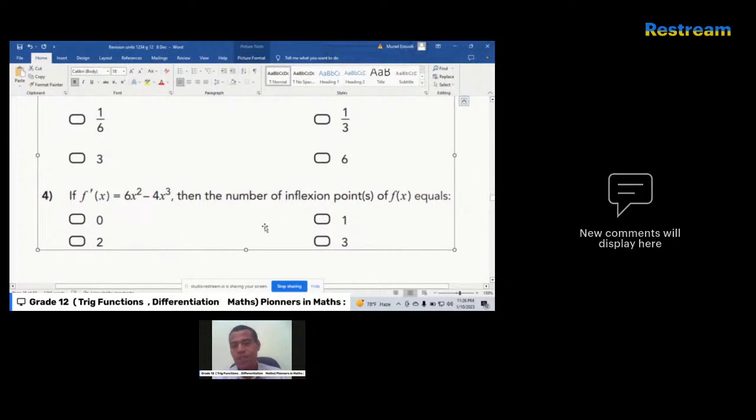Question 4 and 3. The question here: if f dash of x is 6x squared minus 4x cubed, then the number of inflection points of x is equal to either 1, 0, 2, or 3. Here it's clear that this is a polynomial of power 3 because the highest power is 3. So in general it has 3 roots, and these roots are called, let's say, the inflection points. It can be a maximum, it can be a minimum.